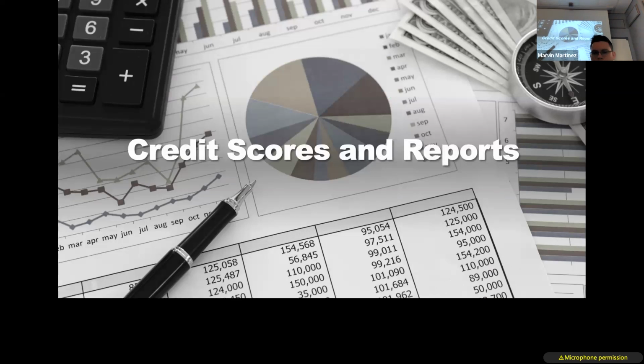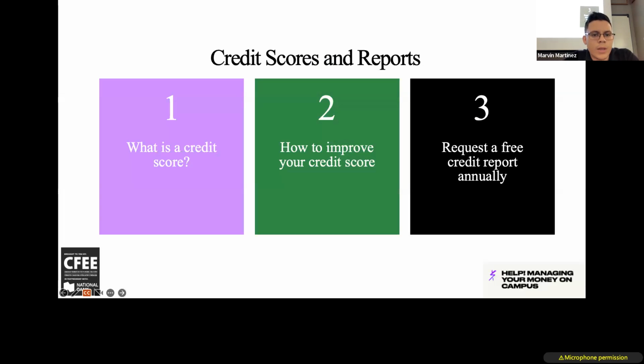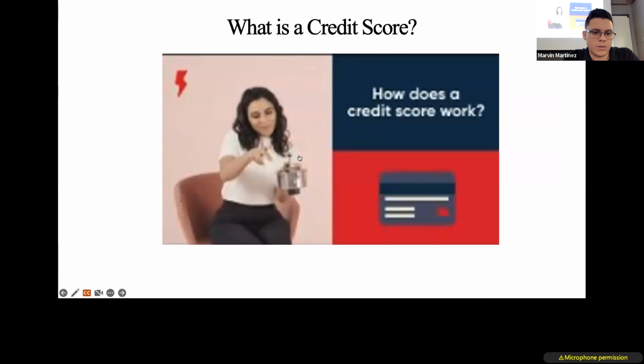So now to the most important, personally for me, I might be wrong, but I believe personally that this is the most important part: credit scores and reports, because here is what will really help you. And you as a young person, if you really work on this from the beginning of your life as an adult, you will be grateful. Like in 5 years, you will be able to do a lot of things. So what is a credit score? How to improve your credit score? Request a free credit score report annually. Those are the points I really want you to know here. So let's see this.